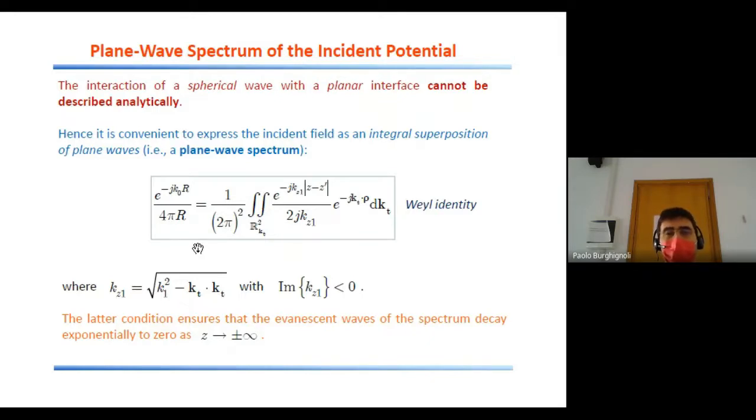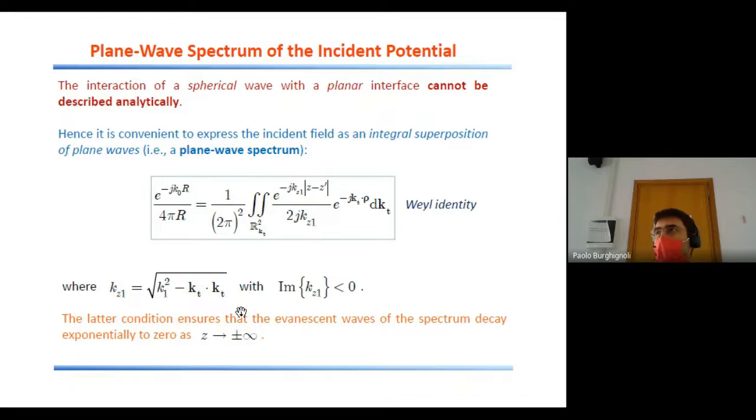That is, it is a representation of the free space scalar Green's function on the left-hand side in terms of a two-dimensional Fourier spectrum, that is, an inverse two-dimensional Fourier transform, and therefore a plane wave spectrum representation, in which, as you can see, the amplitude of the general component of this plane wave spectrum is given by the factor 1 over 2j kz1, where kz1 is the vertical wave number in the medium number 1, that is, in this case, in vacuum, which by the separability condition is linked to the transverse wave vector kt as the square root of k1 squared minus kt dot kt.